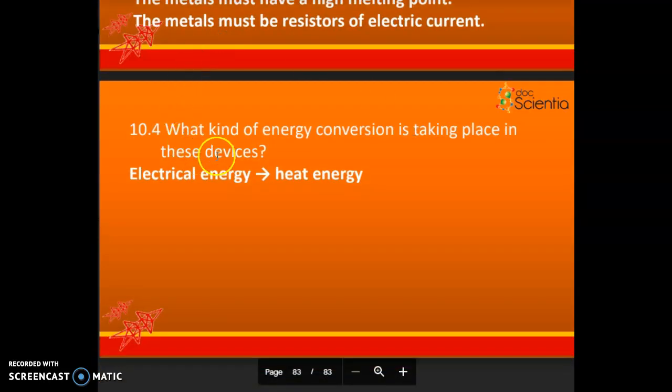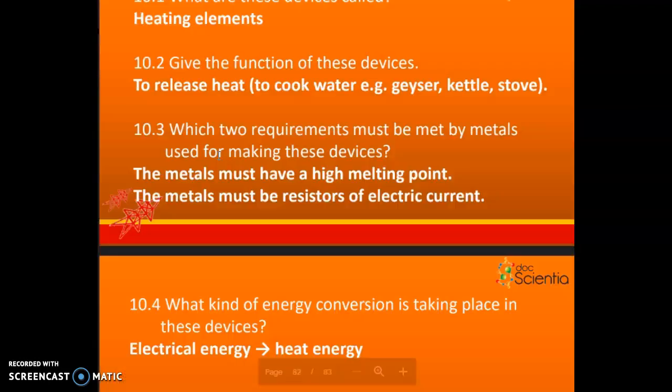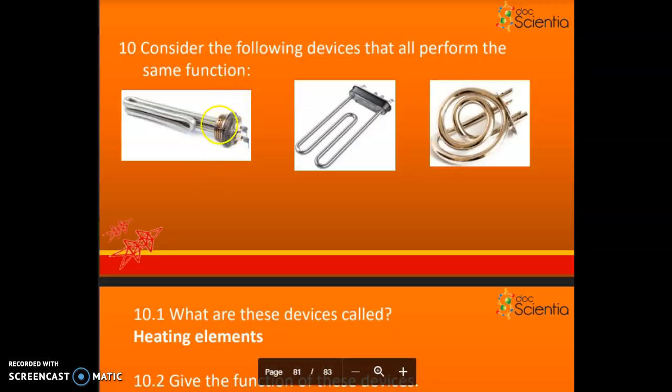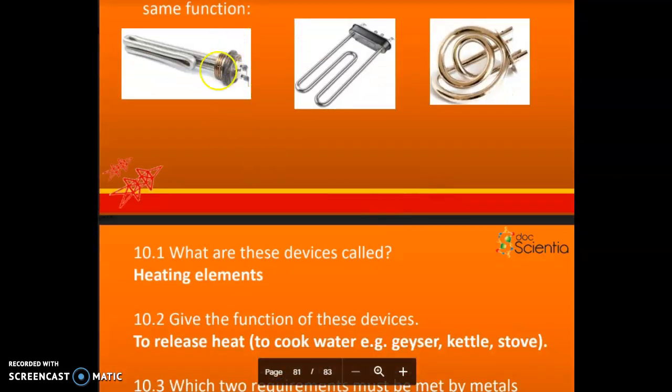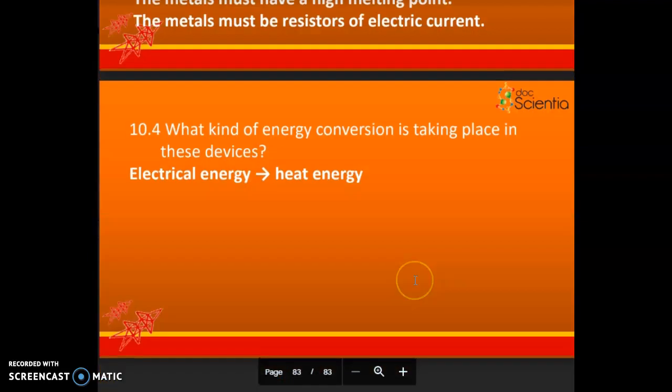10.4. What kind of energy conversion is taking place in these devices? So the conversion of energy comes from electrical energy and goes to heat energy, because electricity comes through here, it heats it up, and it becomes heat energy. So electricity to heat energy.